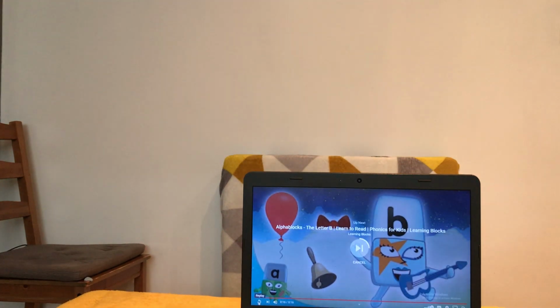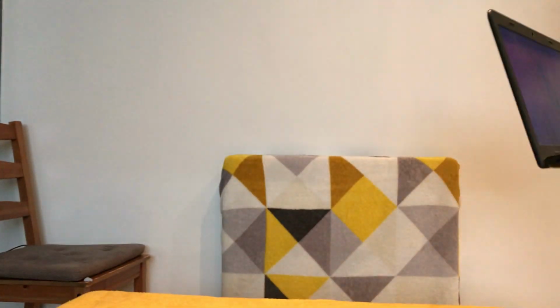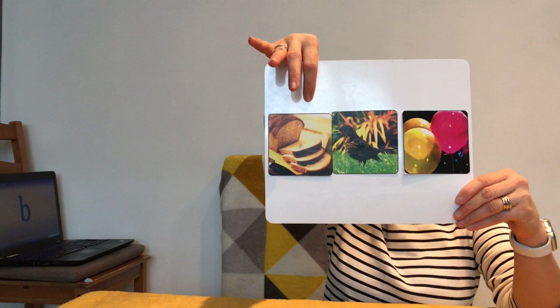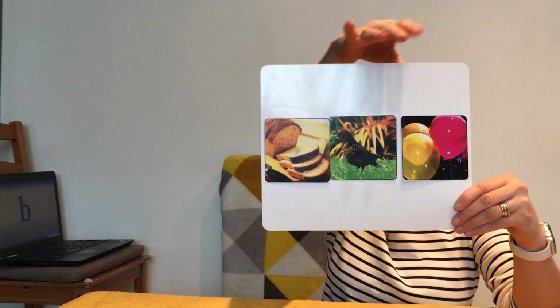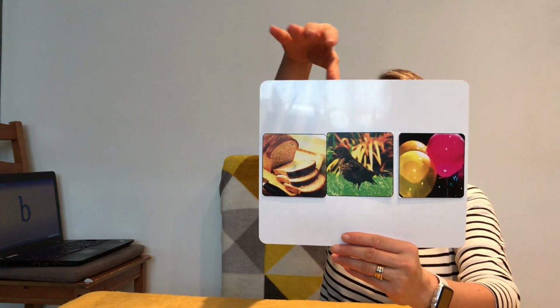Very good. Did you sing along at home? Well done if you did. Okay. Now, in the last lesson, Mrs. Hall chose 3 pictures that were her favourite B words, and we sang our song about them. So I chose bread and bird and balloon. Okay, shall we sing our song?